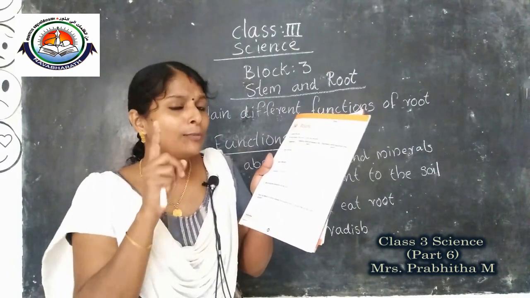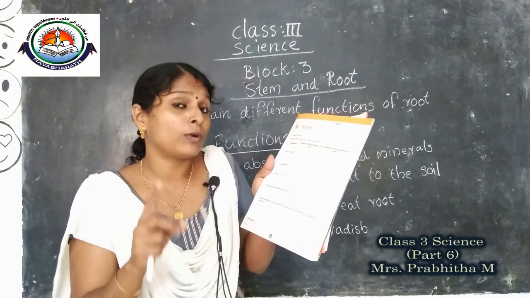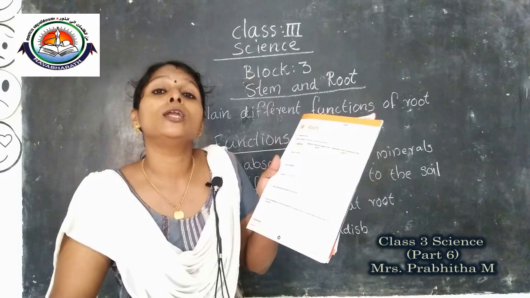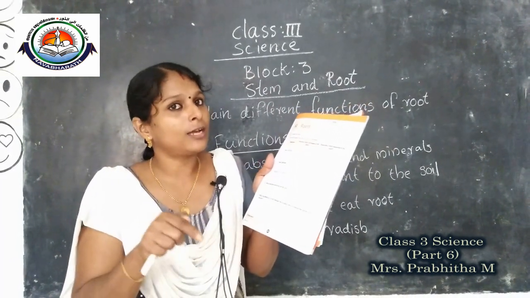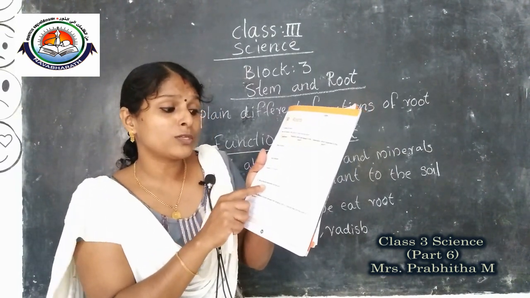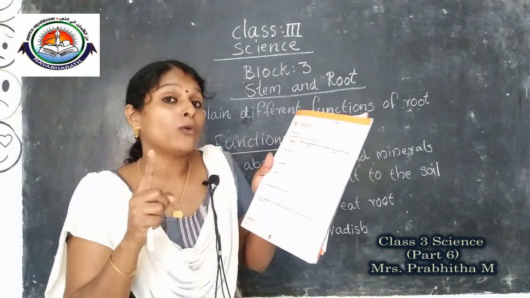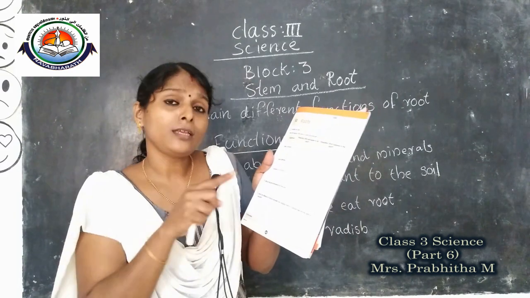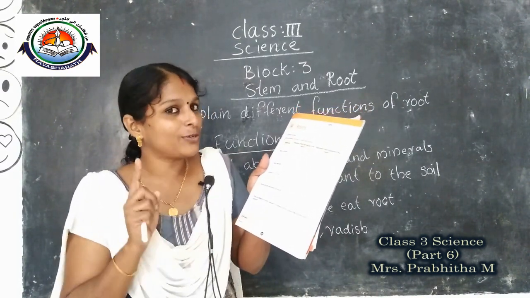And we can say one more answer. The root grows downwards into the soil to fix the plant into the soil. That answer also we can give. Understood? So why do the roots grow downwards into the soil? In search of water, the root grows downwards into the soil. Okay, so second answer also we discussed.